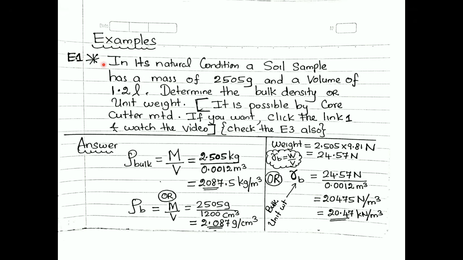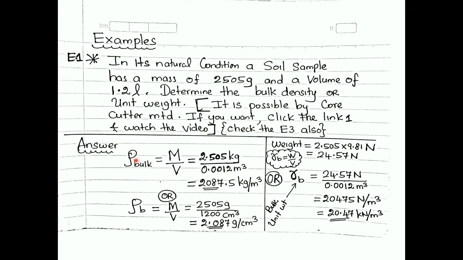Example 1. In its natural condition, a soil sample has a mass of 2505 gram and a volume of 1.2 liter. The question is, determine the bulk density or unit weight of the soil. This process is possible by the core cutter method. If you want, click link 1 below in the description portion and watch the video. Check example 3 also, that is a little bit later.